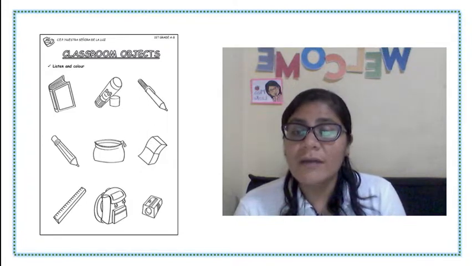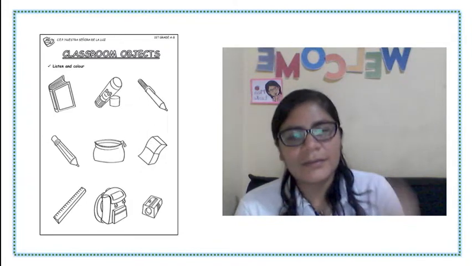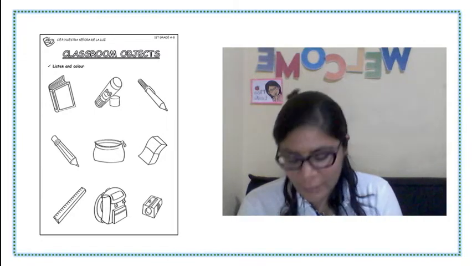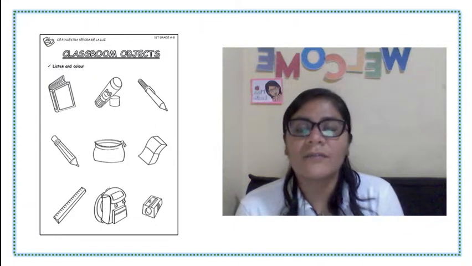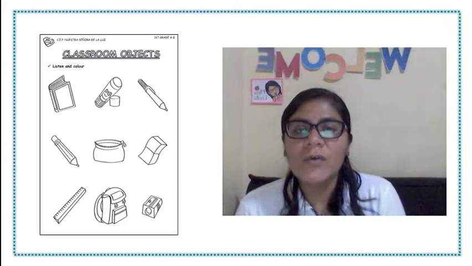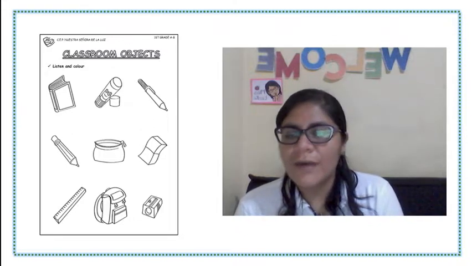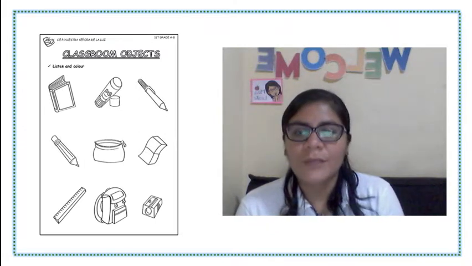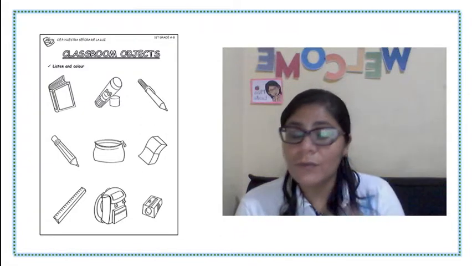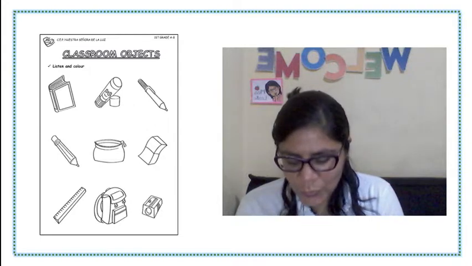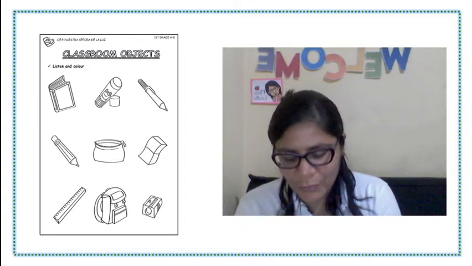Now, can you see the rubber? What is the rubber there? Point to the rubber. Okay, point to the rubber. And look at the rubber. Color the rubber orange. Yes? Find the color orange and color it, please. The rubber. Orange. Yes? Pause the video if you want. Okay? One, two, three. Very good.